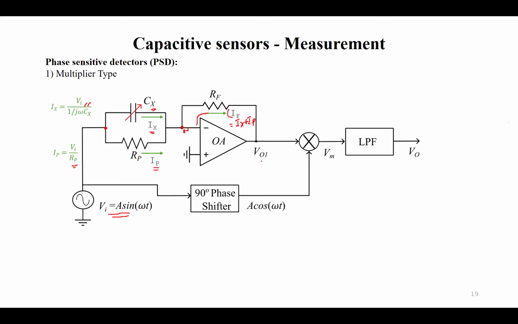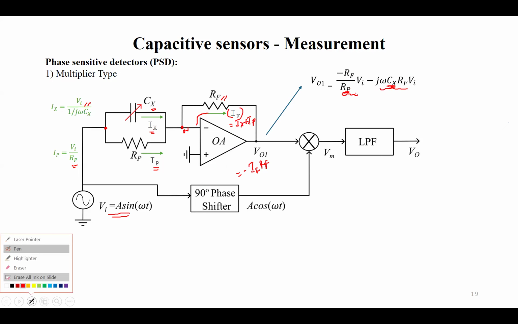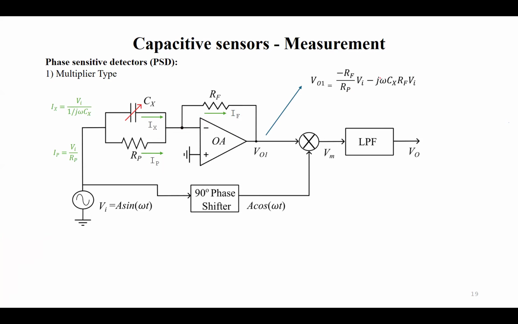This current IF into RF, with a minus sign, will be the voltage V01. So we can write the voltage like this. I have a voltage due to the resistance RP and a voltage due to the capacitance CX. So we'll have two components, and if we carefully see them, this component is a real term and this has a j omega term, right? So this is an imaginary term.